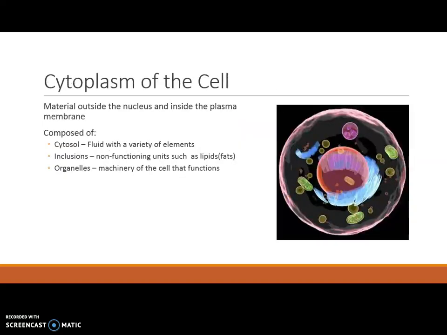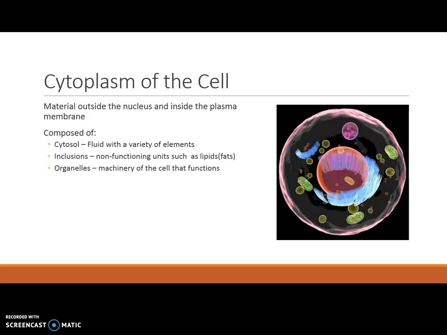Okay, so let's move on to the cytoplasm. The cytoplasm of the cell is the material outside the nucleus and inside of the plasma membrane. The cytoplasm appears clear with scattered specks underneath the microscope. The clear substance is known as cytosol and is jelly-like in consistency. Cytosol provides the fluid medium necessary for biochemical reactions.